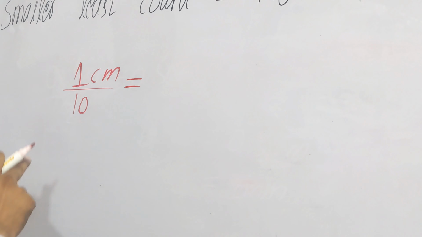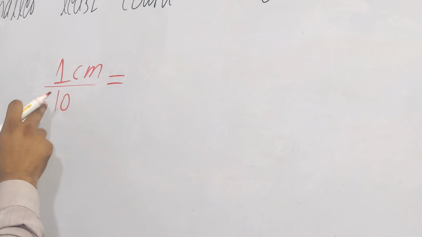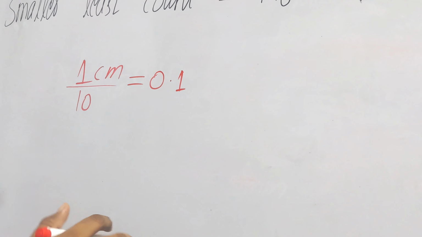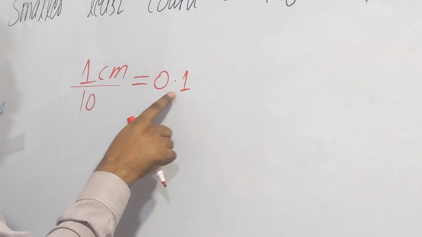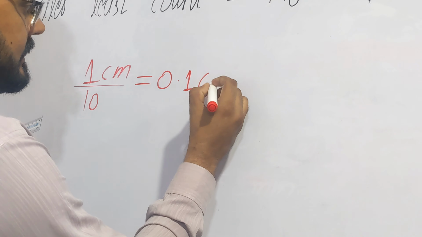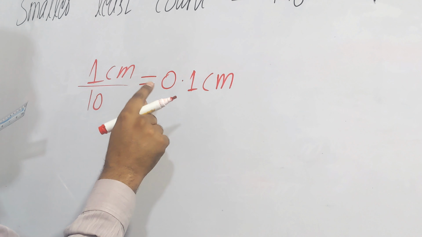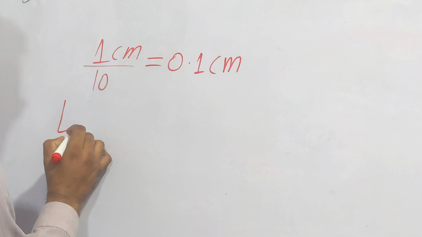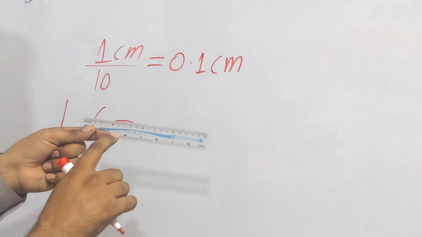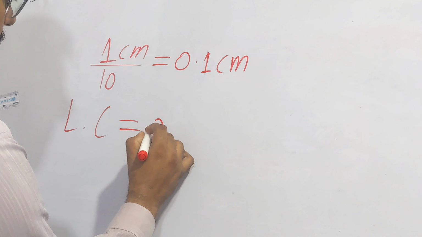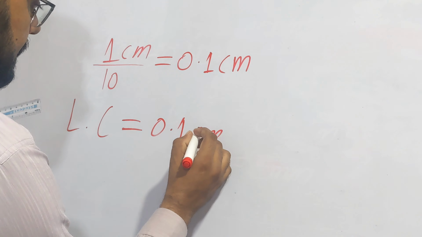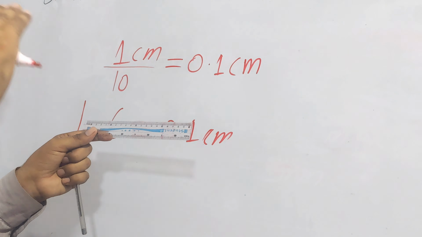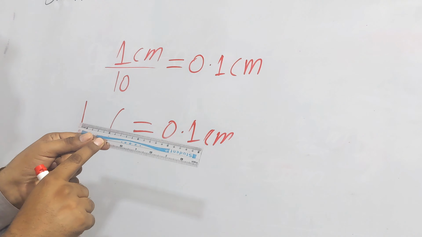Then 1 divided by 10 is equal to 0.1. You can verify by using a calculator. 1 divided by 10 is equal to 0.1 centimeter. It means the smallest division is 0.1 centimeter. It is also the least count. The least count of this scale is 0.1 centimeter. Least count is the smallest or minimum value that the instrument can measure.